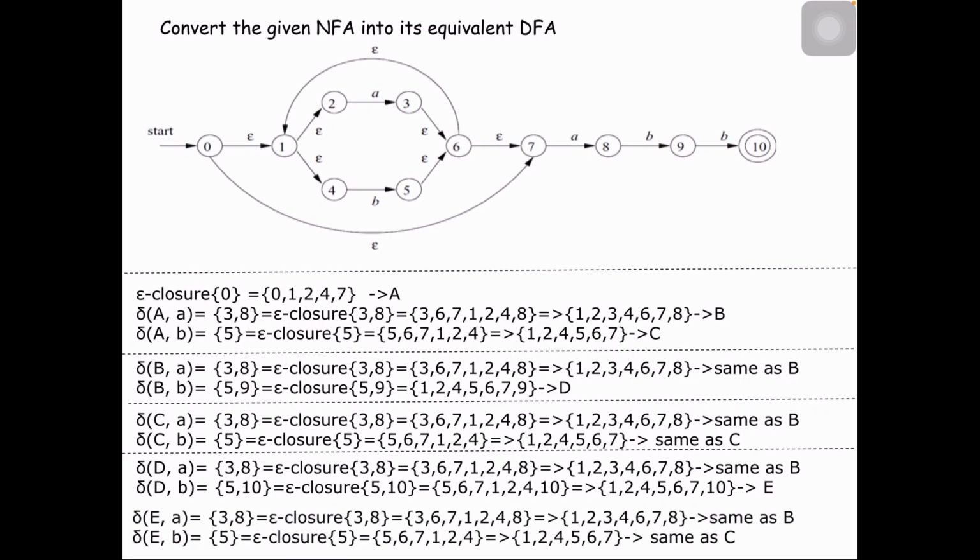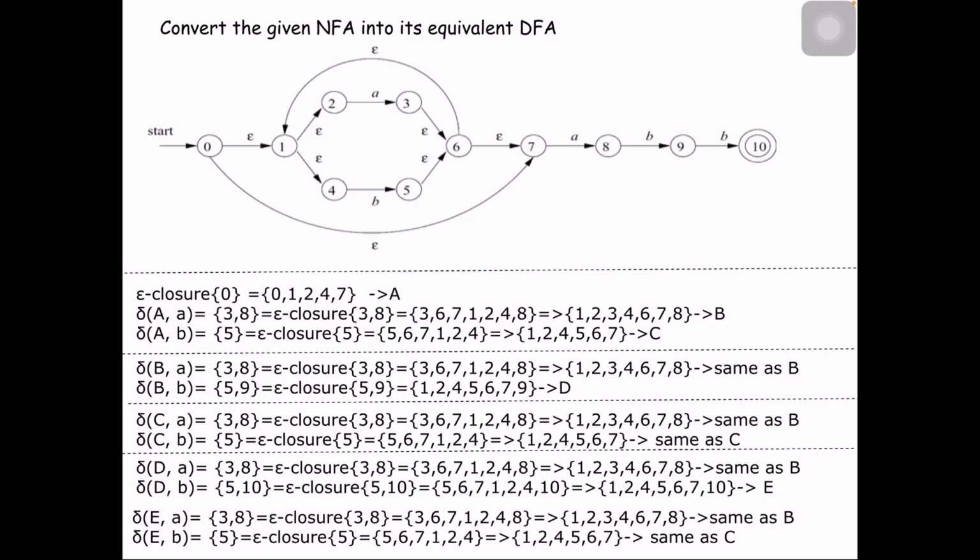Then E on A: 3 comma 8 again. The e-closure of 3 comma 8 you already computed, which is similar to B. The e-closure of B, the e-closure of 5 is also computed already: 5 6 7 1 2 4. 1 2 4 5 6 7 is similar to C. I think I have completed; there is no more new state in this.